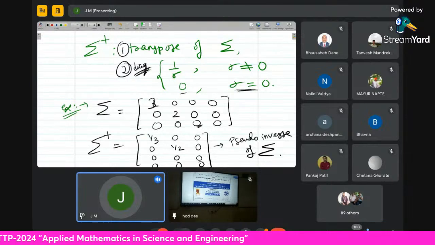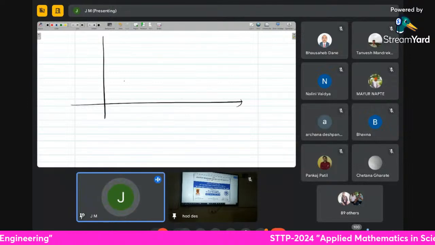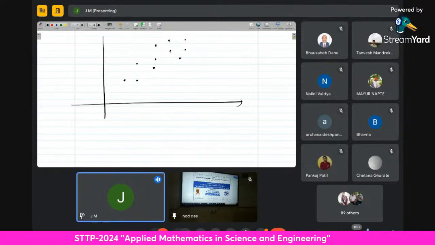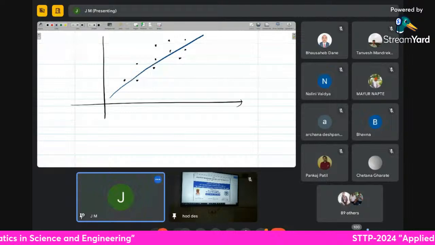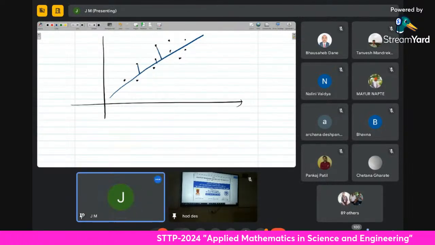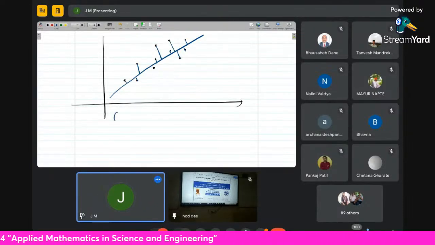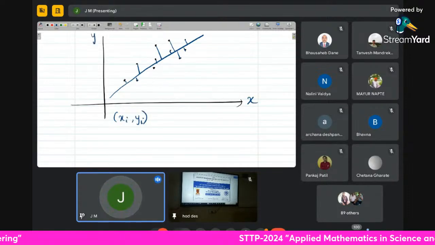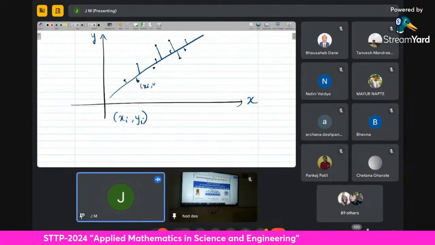Good. Now let's go to the least square method. What happens in the least square method is, as I told you, the data set is given to you, and you want to find the best fitted line. If you have the data points xi, yi, this is my x, this is my y. These points are the xi comma yi's. So this is the data set you have.